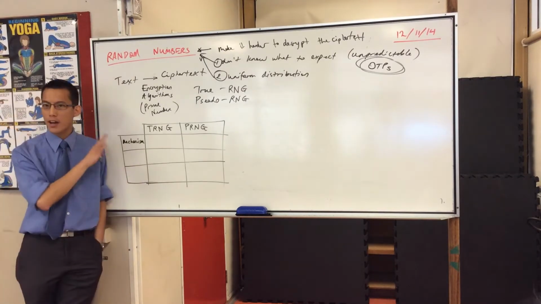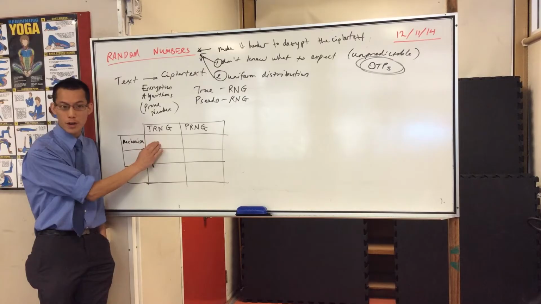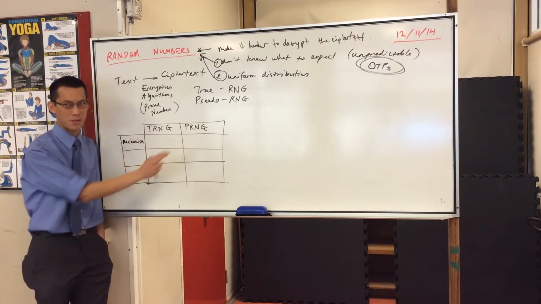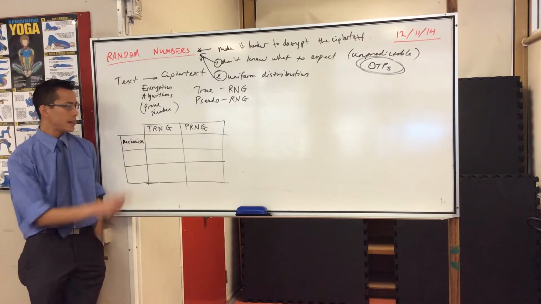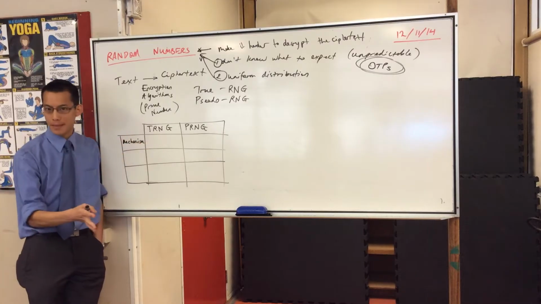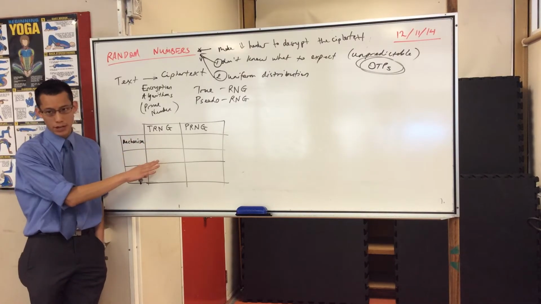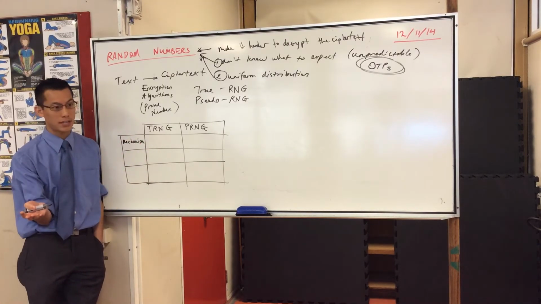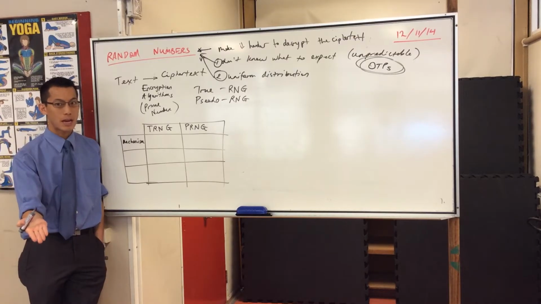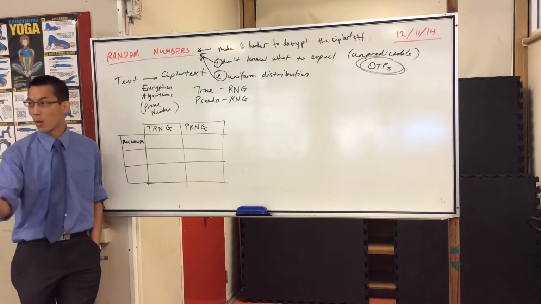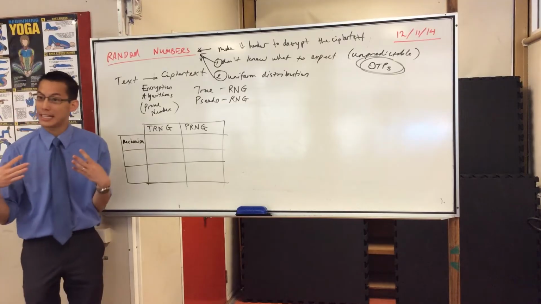So the first thing we're going to think about when we're comparing true random number generators and pseudo random number generators, whatever they are, is how do these things work? A true random number generator, I gave you an example of one just a second ago. A die, or a coin toss, those kinds of things, they're actually random.